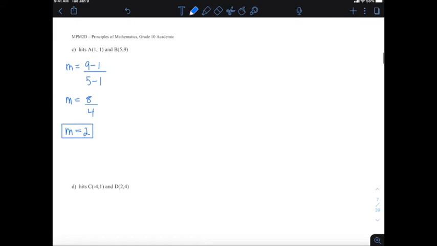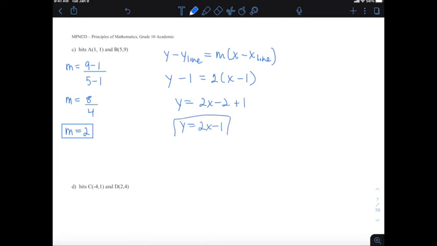Okay, so I'm going to start with y minus y1 equals m times (x minus x1), and I'm going to sub in any one of those points. I'm just going to use the point (1, 1). I'm going to sub in the slope of 2. So I get y equals 2x minus 2 plus 1, y equals 2x minus 1. And again, if we want to put this into standard form, all I have to do is bring the y value to the other side.